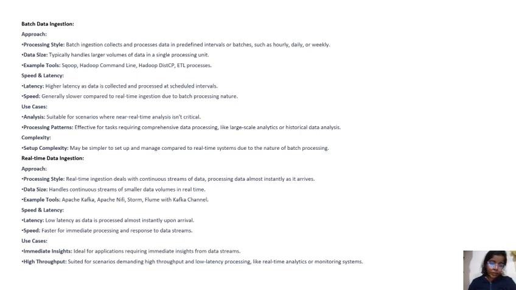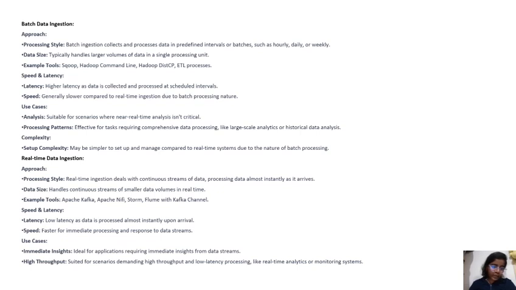So when we come to real-time data ingestion, the approach and processing style is that real-time ingestion deals with a continuous stream of data, processing data almost instantly as it arrives. Data size: it handles continuous streams of smaller data volumes in real time. For example, tools like Apache Kafka, Apache Storm, and Flume with a Kafka channel. Speed and latency: low latency, with data processed almost instantly upon arrival. So speed is faster, with immediate processing and response to data streams.